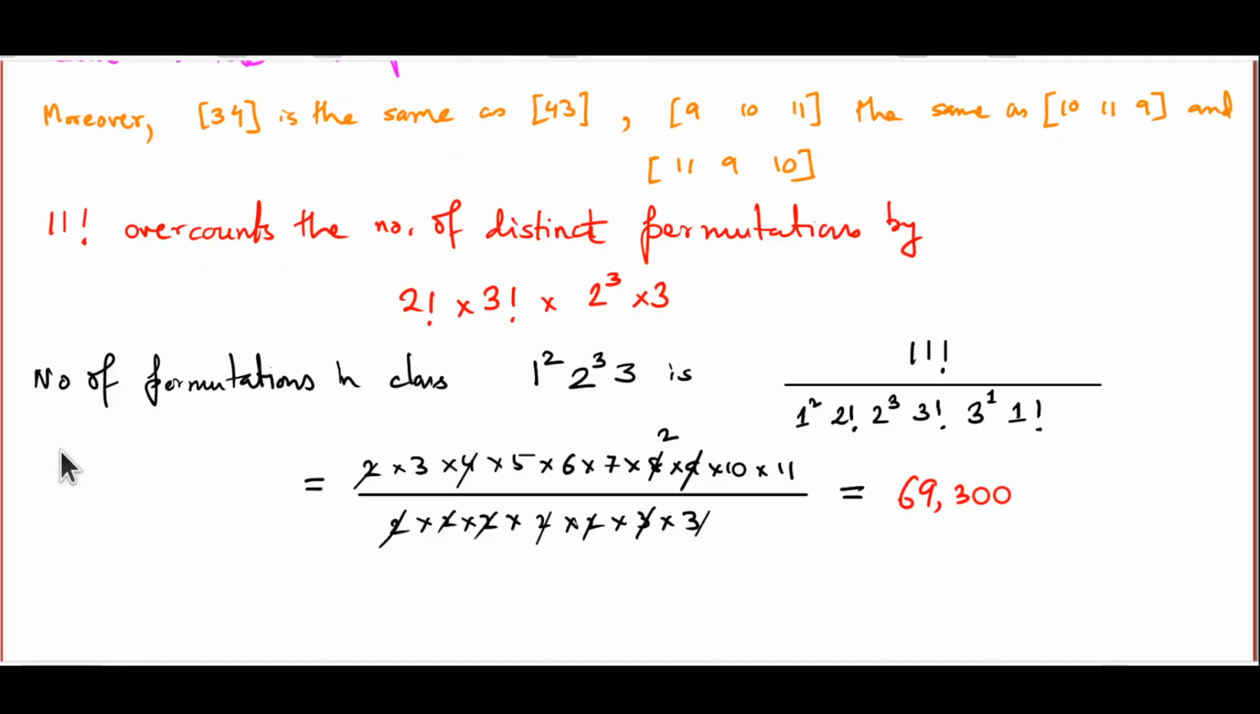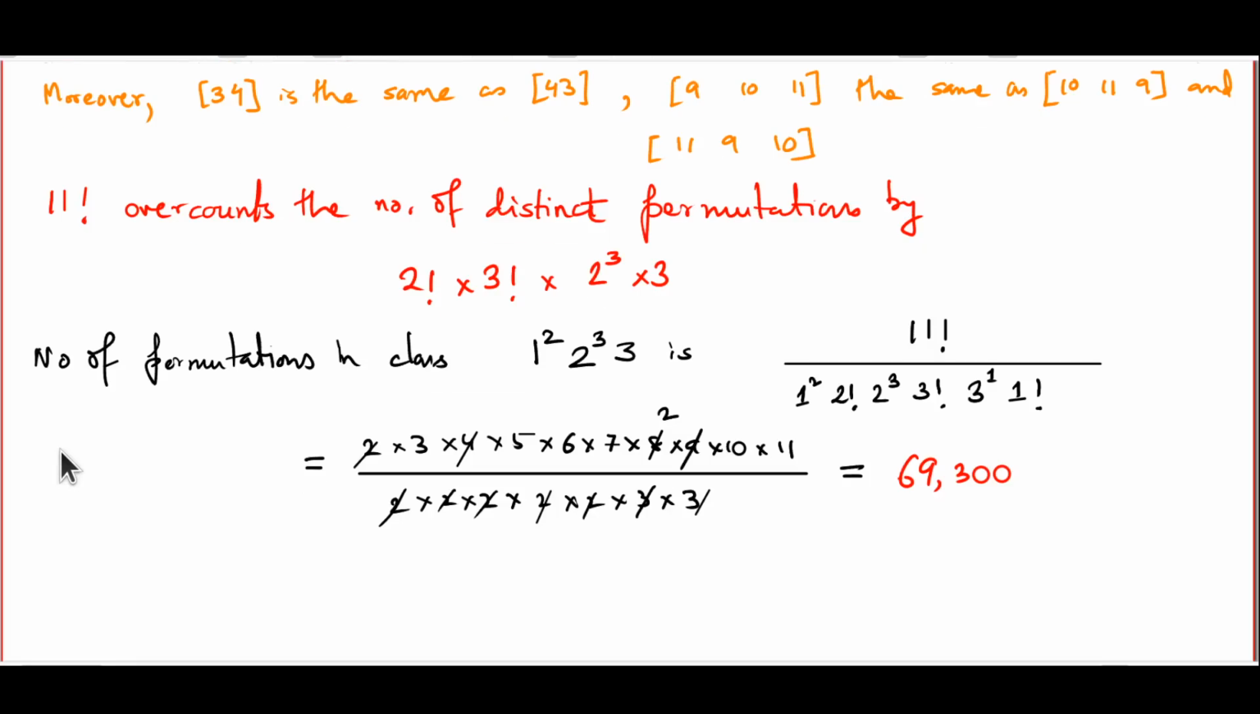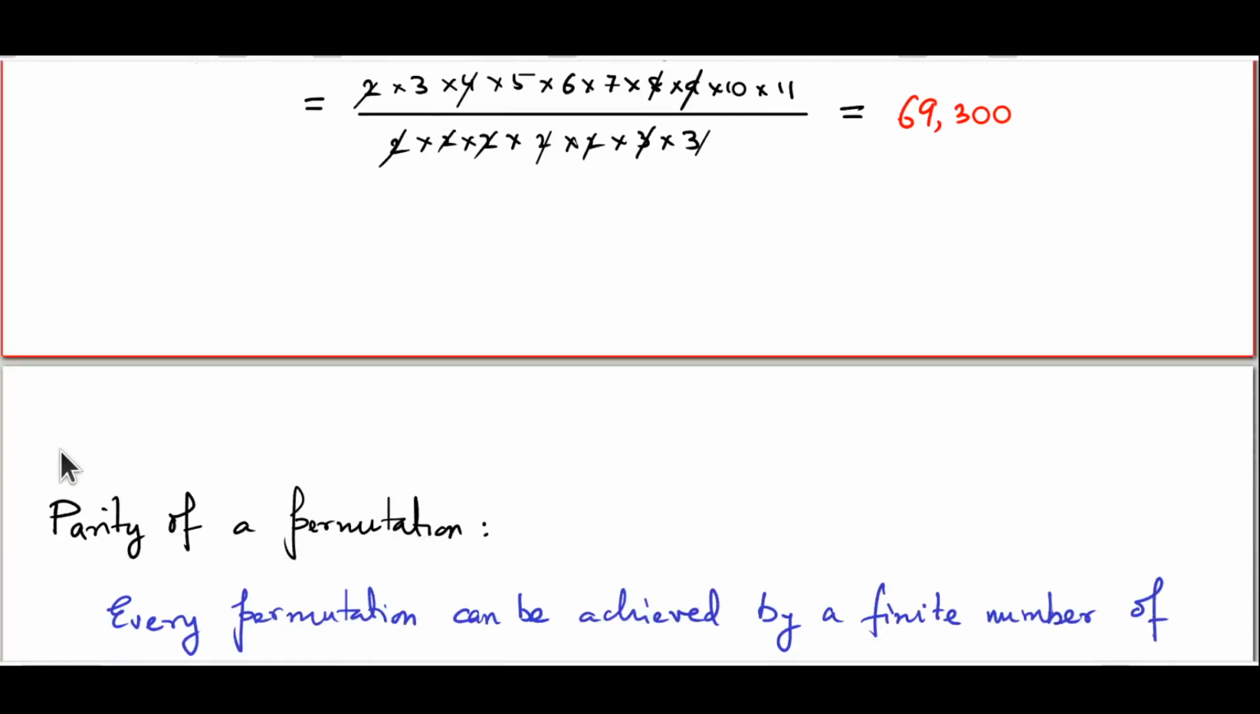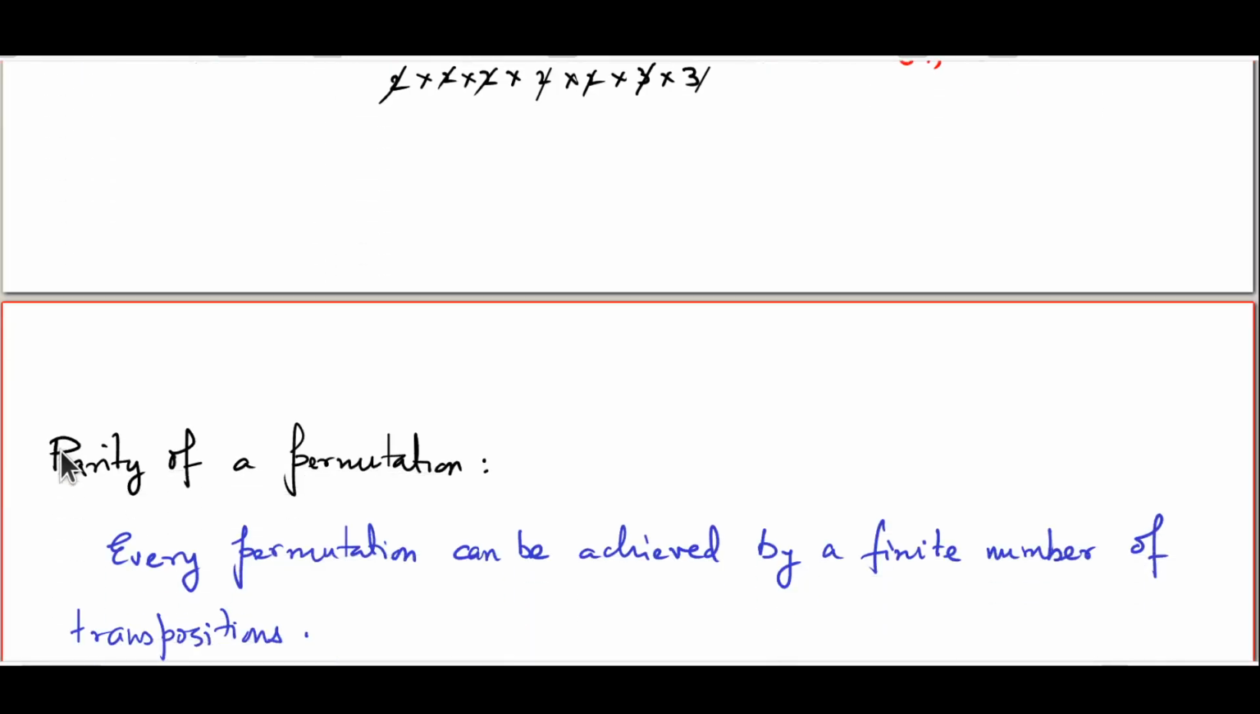Another property of permutations, which is calculated rather easily from the cycle structure, is the parity of a given permutation. Let me remind you that every permutation can be achieved by a finite number of transpositions, specific permutations where you only switch 2 elements at a time.